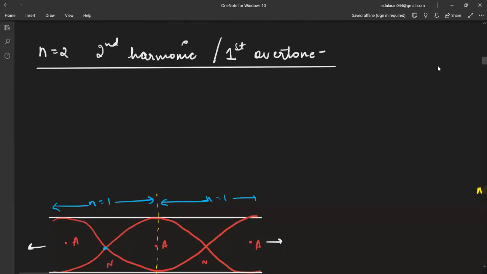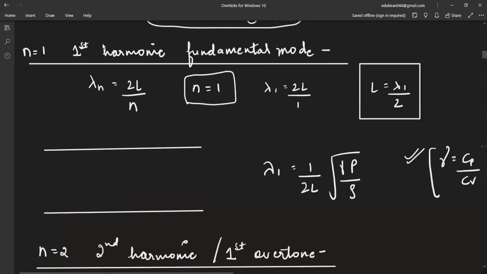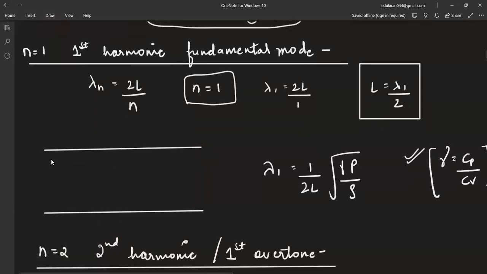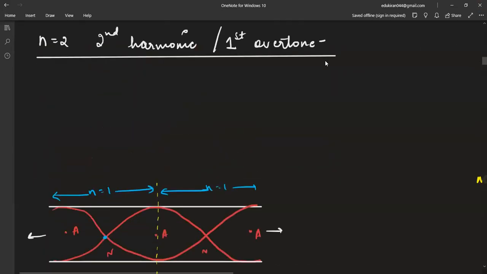Then when we are talking about the second harmonic or the first overtone. If I draw this, L by 2, this is only half of a wave as we have discussed earlier. I've already told you these are points of nodes and antinodes. So that's why the last classes were very important. Now we just have to rush up with the values for the open organ pipe.